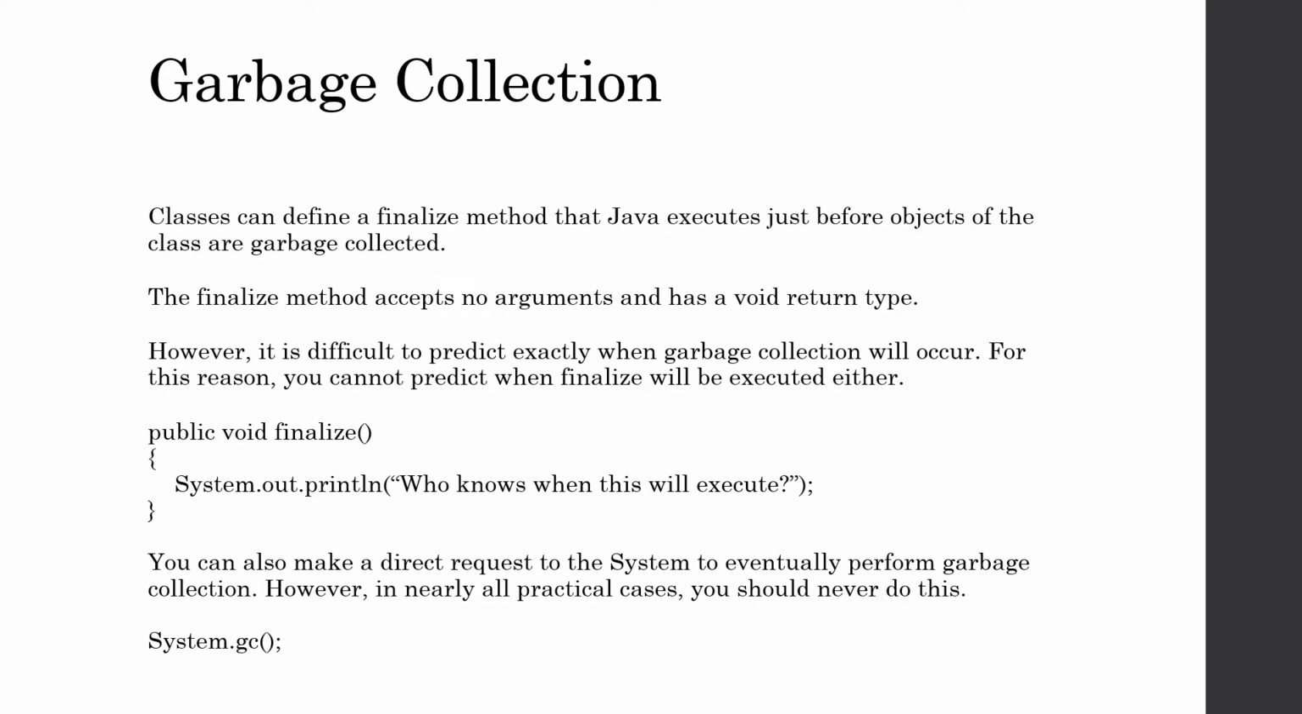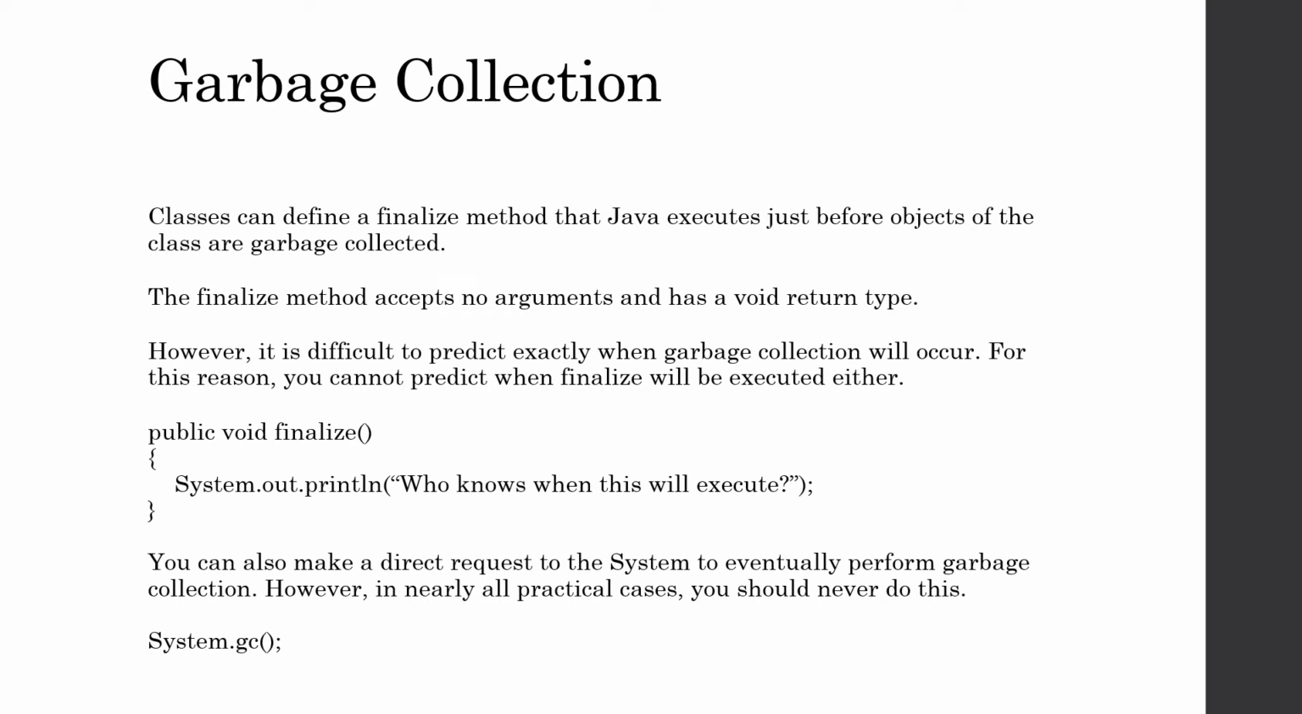Instead, the program, in this case the JVM specifically, just decides on its own whenever it is necessary to perform garbage collection, or to do a sweep across the memory of the program to determine if there are any unreferenced objects to garbage collect. So for this reason, you cannot predict when the finalize method will be executed either, so it's not considered a very safe method to use because you don't really know when it's going to be called upon.